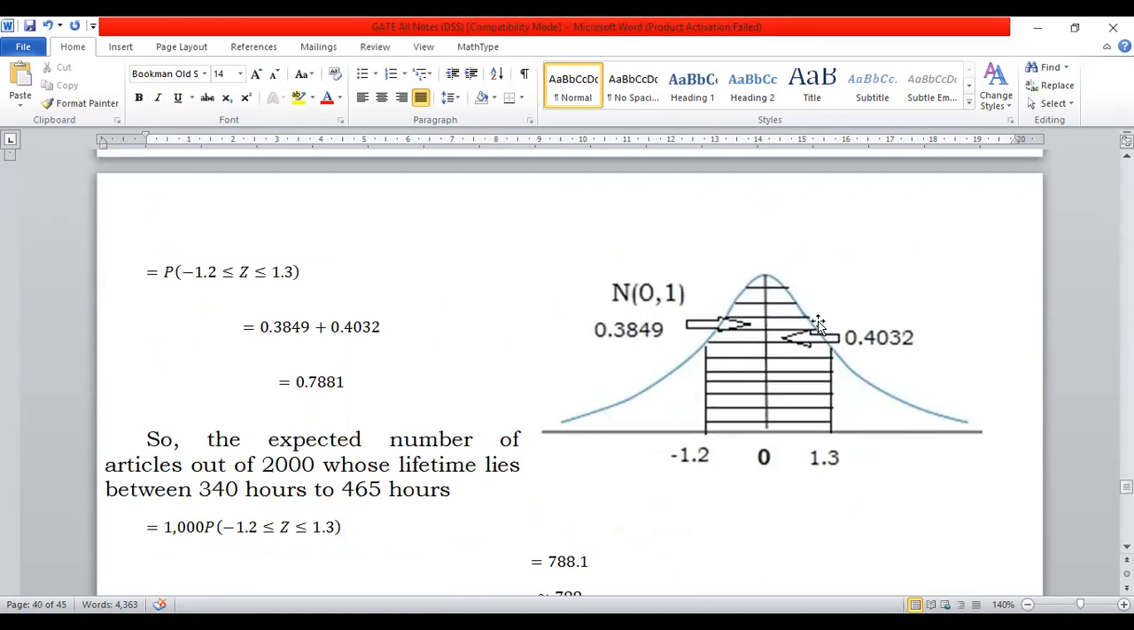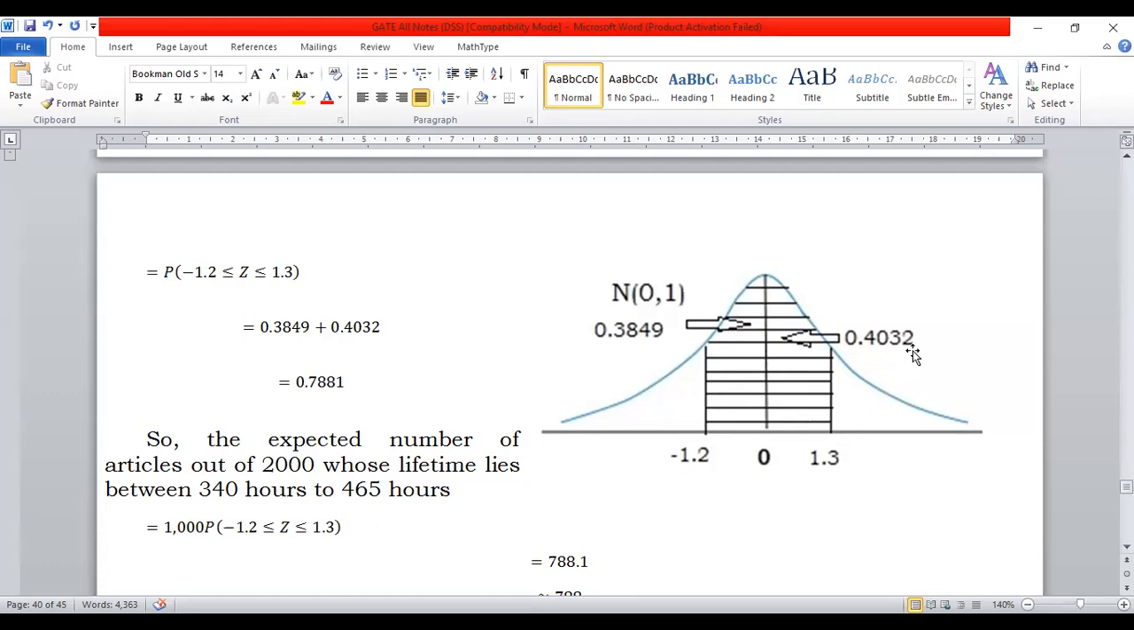So the shaded area. The next thing is that when we are given the area between z equal to 0 and z equal to 1.3, that is 0.4032. That is obvious. One more thing, we have been given the area between z equal to 0 and z equal to plus 1.2, and that is 0.3849.